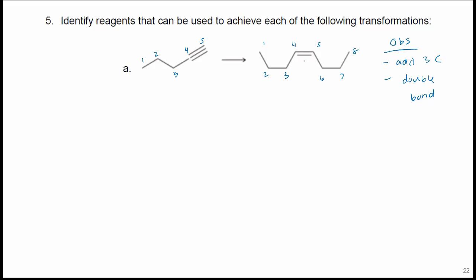So the functional group location in the starting alkyne is between 4 and 5, and it's between 4 and 5 in the alkene as well. So we don't have to worry about shifting functional groups. We're just going to have to reduce that. So what we need to do is add carbons.